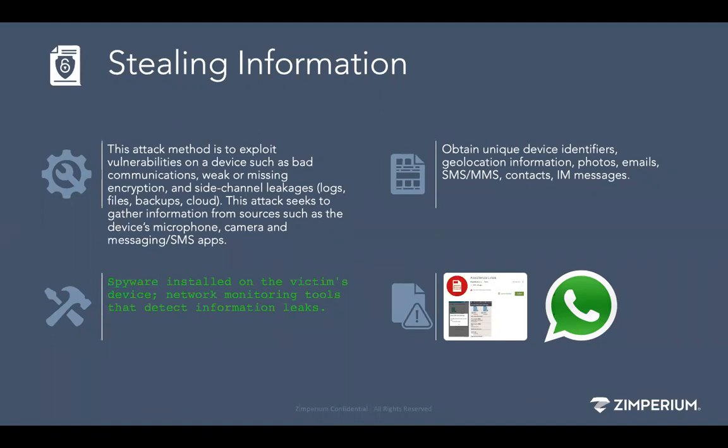It could be the microphone or camera too, which is really scary and obtrusive on our privacy, right? So what they want to do is obtain your geolocation, any type of device identifiers, so they know where you are, and then photos, emails, contacts, any type of information that can be used against you. There's a lot of spyware out there installed on the victim's device.